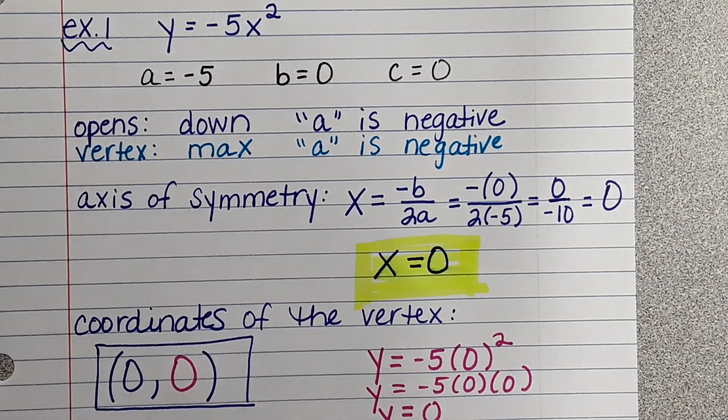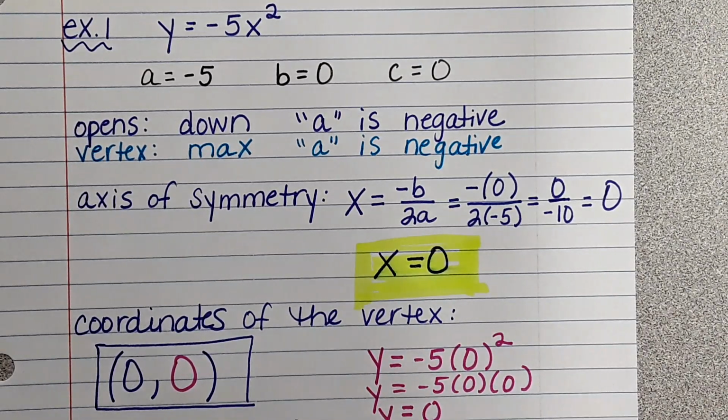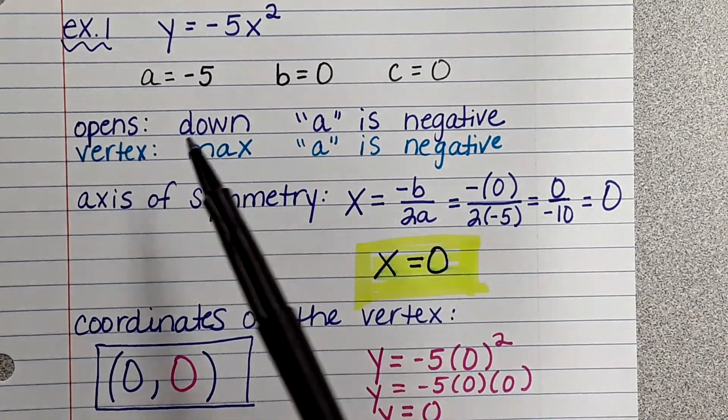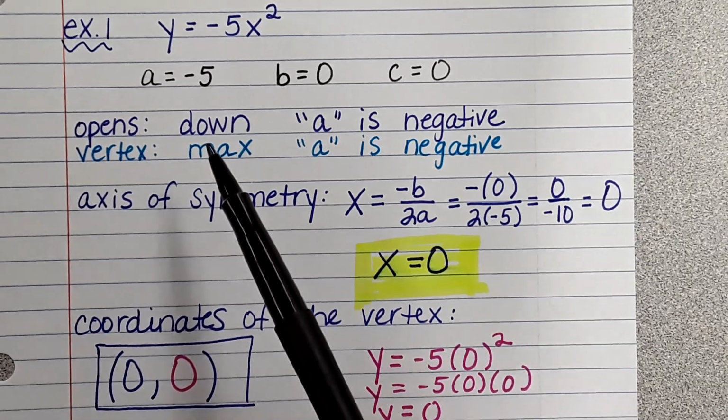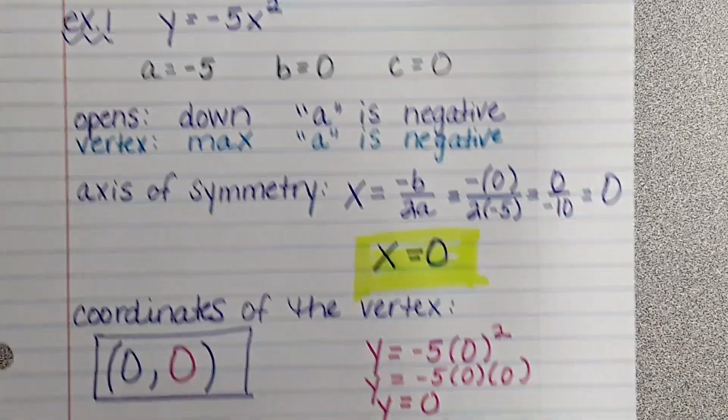And the last thing, you guys, tomorrow what we're really going to practice is the axis of symmetry and the coordinates. Tonight what you're going to do for me is tell me if it opens up or down, if it's max or min, and this thing. This is the last thing that you're going to find for me. These are the things that don't require as much math.